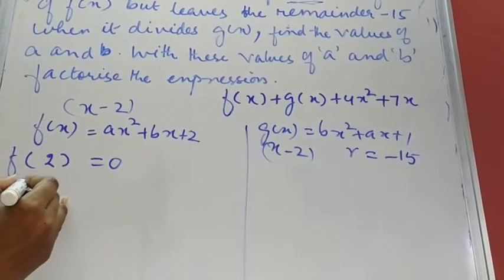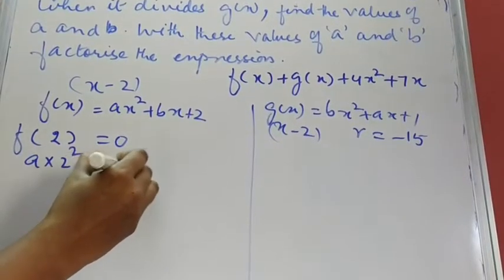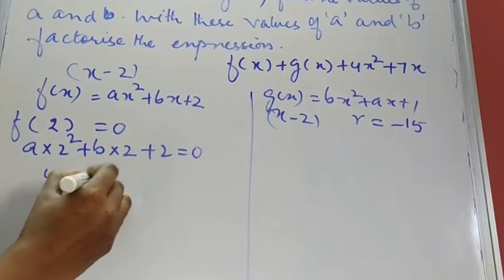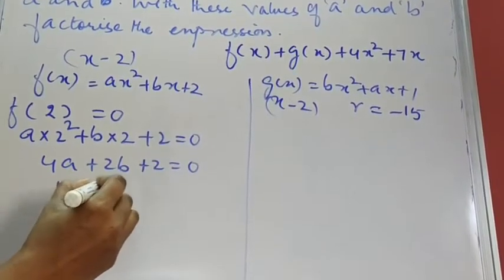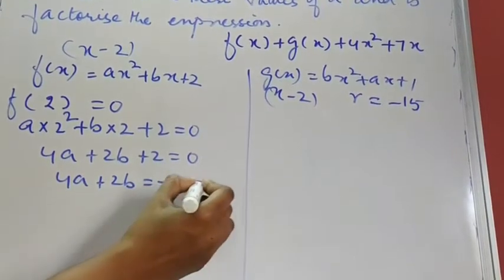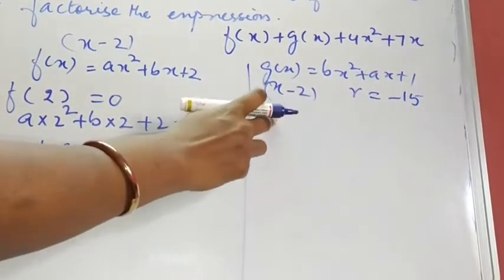So here we have a into 2 square plus b into 2 plus 2 is equal to 0. So 4a plus 2b plus 2 is equal to 0. 4a plus 2b is equal to minus 2. Let's take this as the first equation. Coming to the second part.